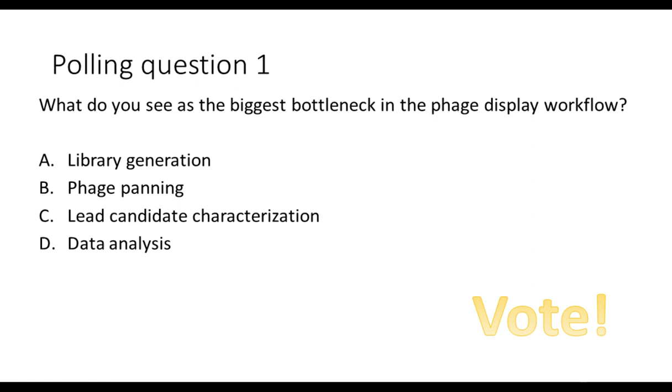All right, before we get started with the actual topic, we're pushing out a polling question to you. What I would like to know from you is, what do you see as the biggest bottleneck in the phage display workflow as you do it? We have 4 options: either library generation, phage panning, lead candidate characterization, or data analysis. All right.